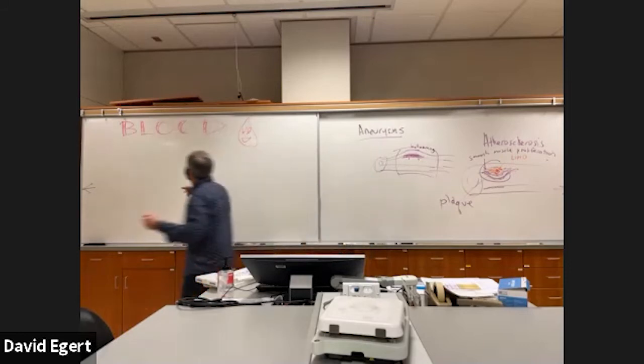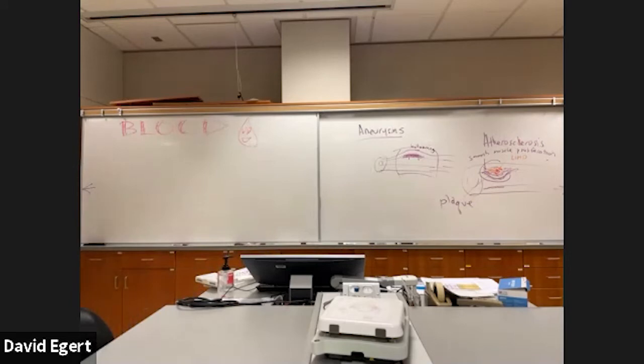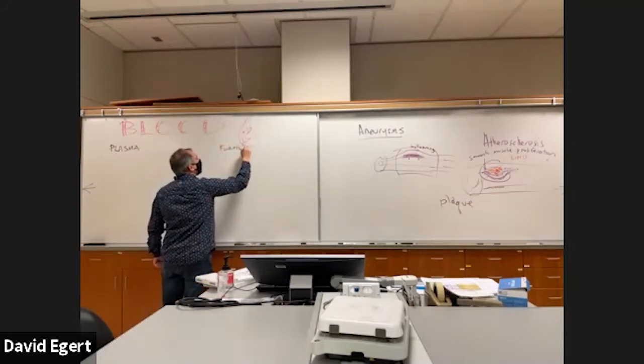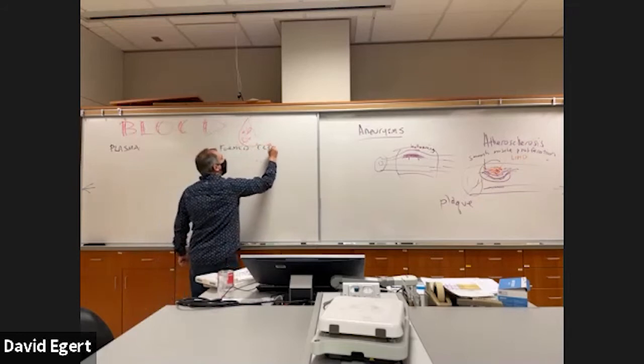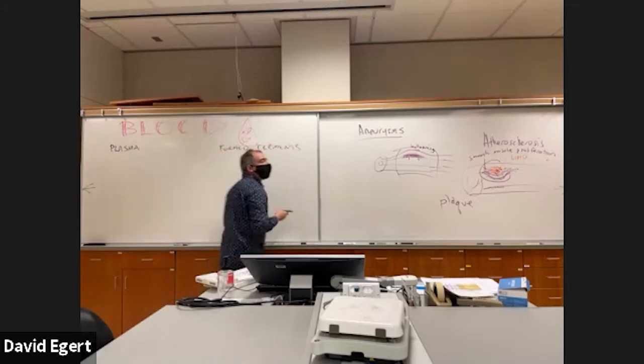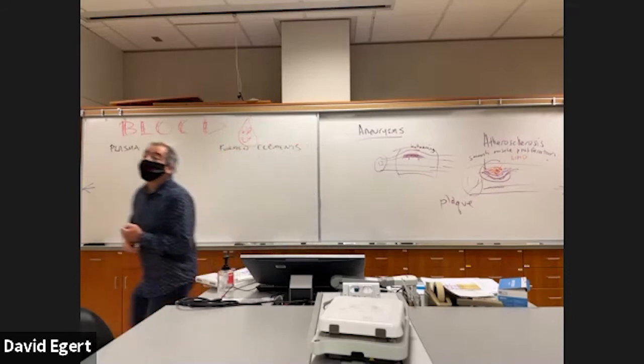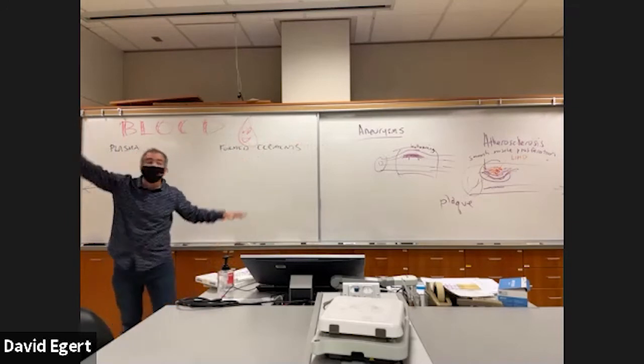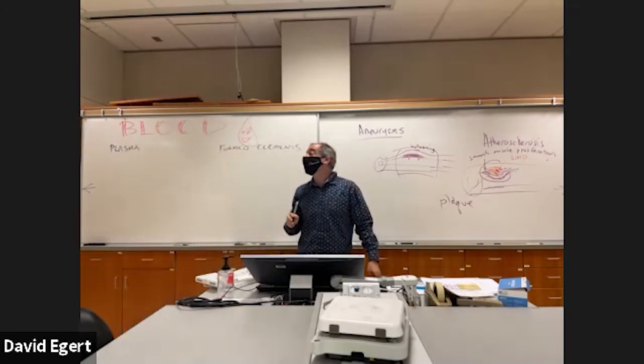There are two main components: plasma and formed elements, which are mainly the cells. Now, if you remember from anatomy, blood is actually considered a connective tissue. It's a fluid connective tissue, where the plasma is the extracellular matrix, the stuff around the cells, and the formed elements are the cells that are widely scattered within the extracellular matrix, within the plasma.